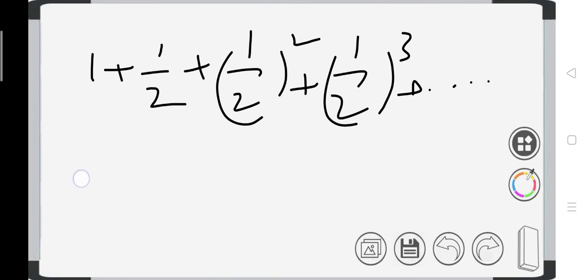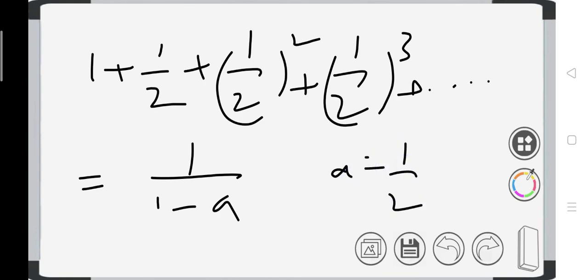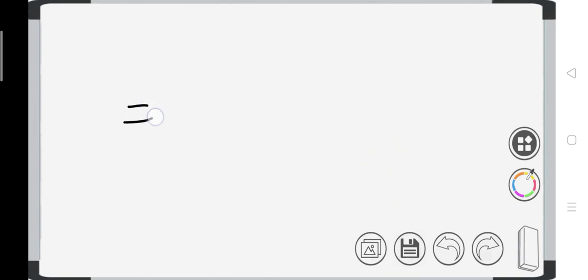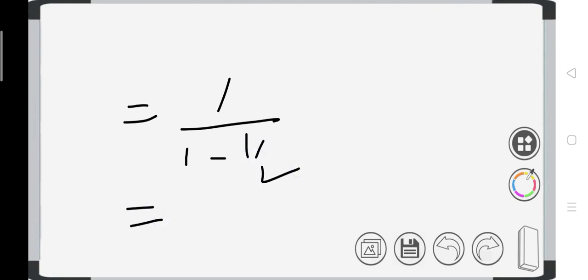So what is the sum of n terms formula? 1 by 1 minus a. So in the place of a, what we are having? 1 by 2. So if we substitute this, what happened? 1 by 1 minus 1 by 2. So what is this? We get 2.